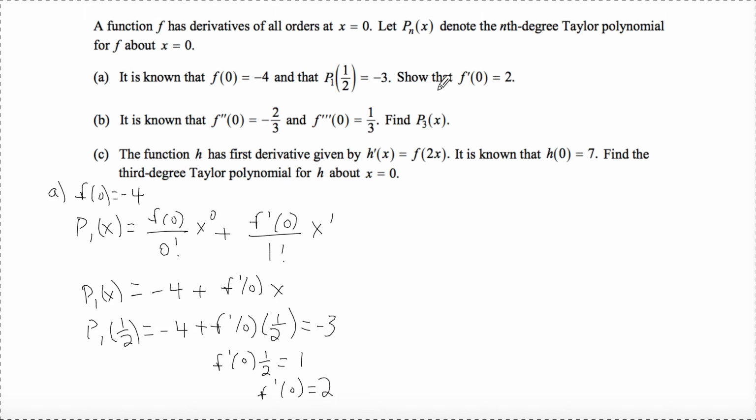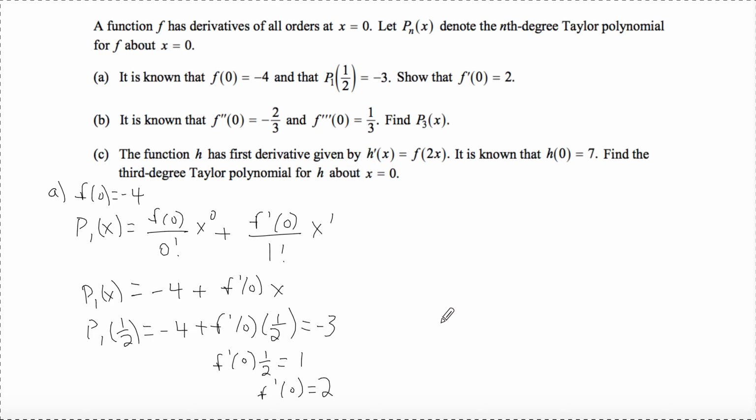There we go. I've now shown that f prime of 0 is 2 simply by recognizing, okay, I know this would be necessary for my first degree Taylor polynomial. I know what the value of it is. Let me write out what I know about my polynomial, fill in my known information, set it equal to the value that we have when x is half, and finish solving. Okay? So there is part A.